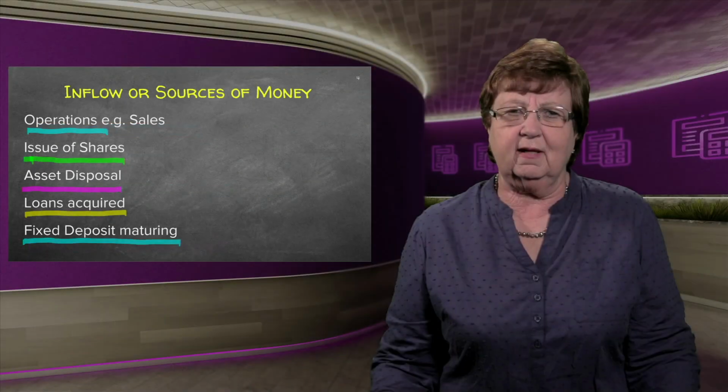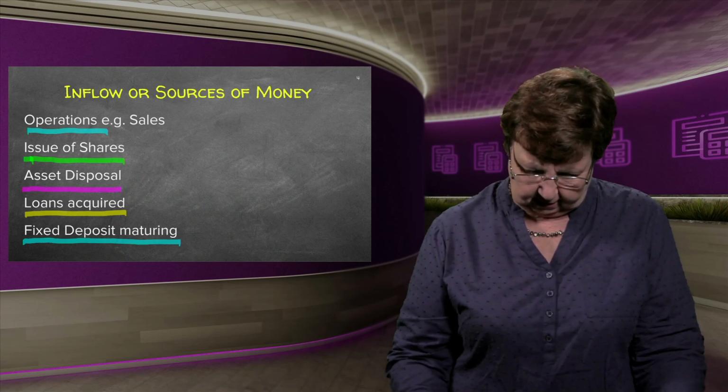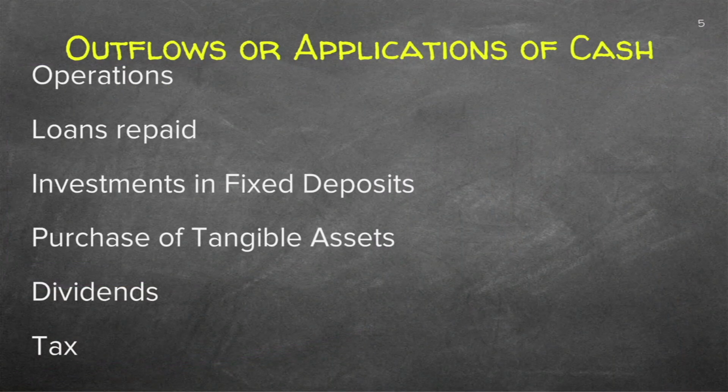I wonder if you can think where the outflow of the sources of money will be. Let's see if you were right. Operations. So what do I mean by operations? Well, no business can operate without certain items. For example, paying salaries or wages, paying for stationery, paying insurance. All my general expenses can be put into one basket known as operations, and I have to pay for those.